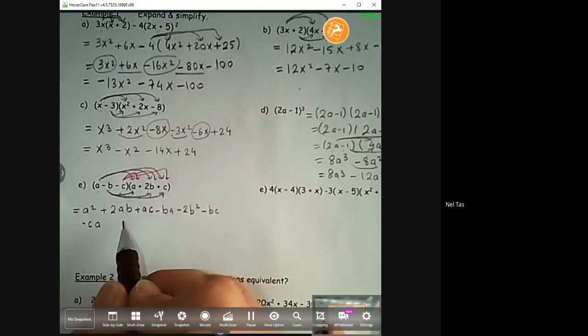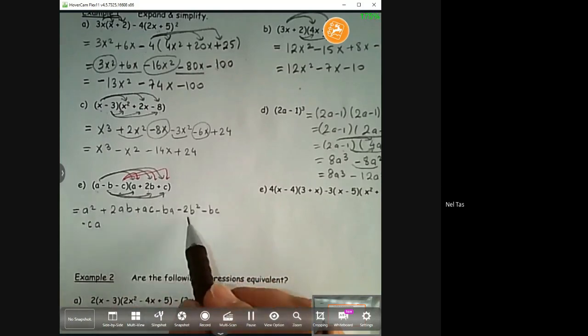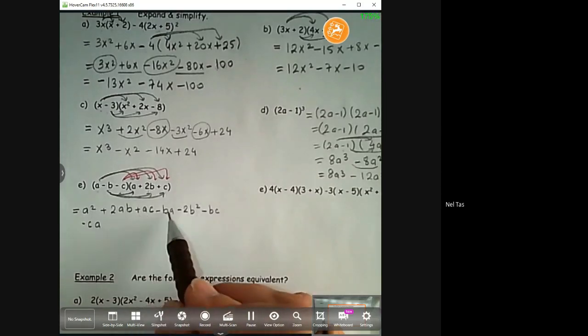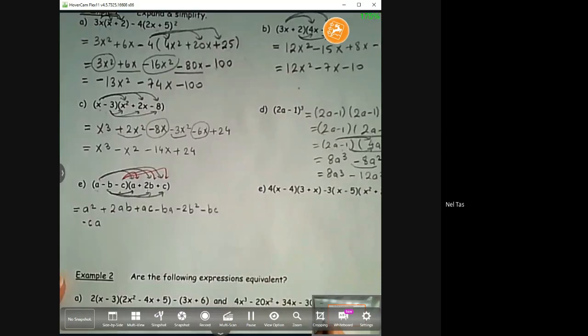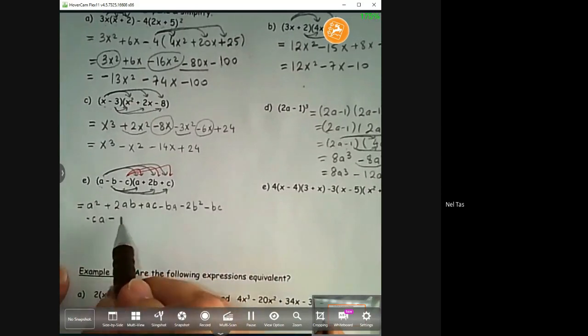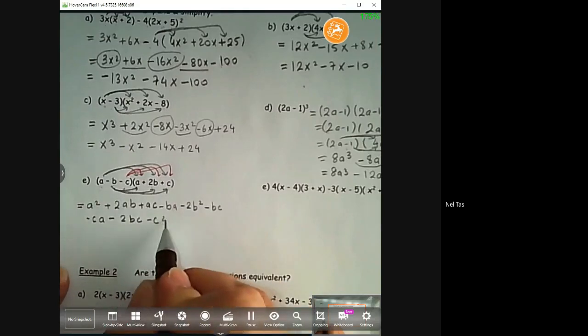Negative ab and negative bc, what do you mean? Negative ab and cb? Oh yeah, sure. The order doesn't matter. You can write, instead of BA, you can write AB. Instead of writing BC, you can write CB. No problem. Okay, so negative CA, negative 2BC, negative C times C, negative C squared.